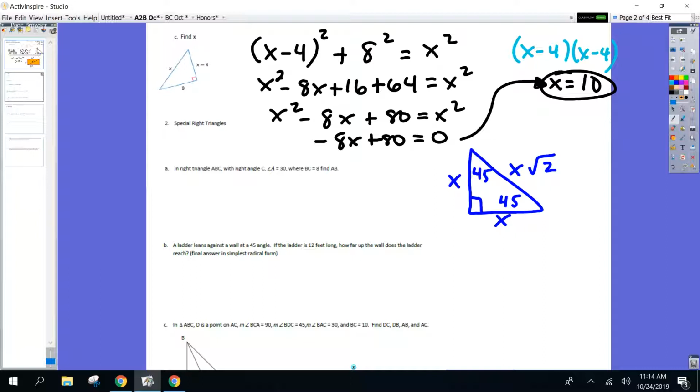So ready? 6, 6. What would be that side? I got 6, 6, and this would be 6 radical 2. Okay? 10, 10, 10 radical 2. I just multiply radical 2 by one of those sides. We okay there? Then there's another type, which is called a 30, 60, 90.